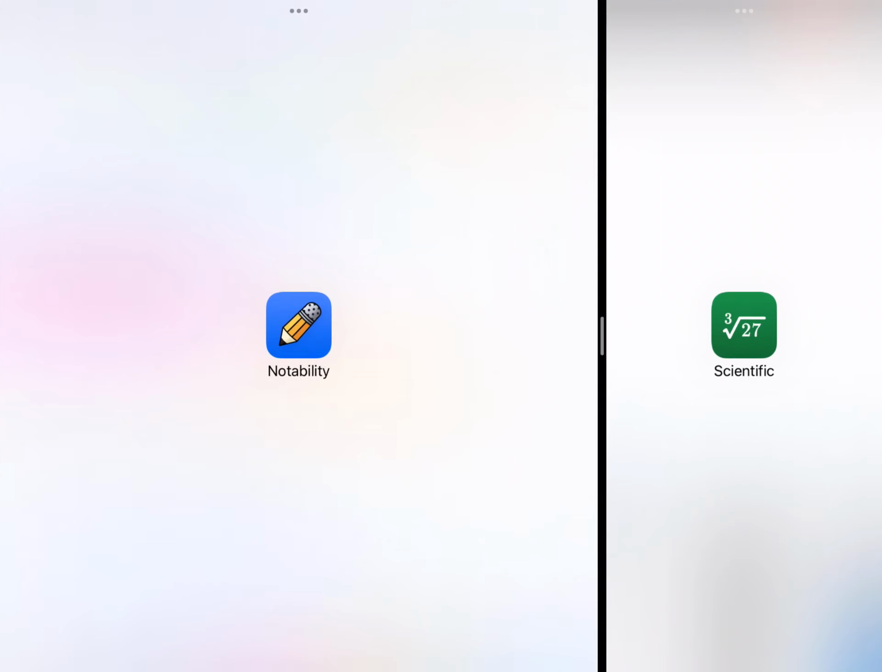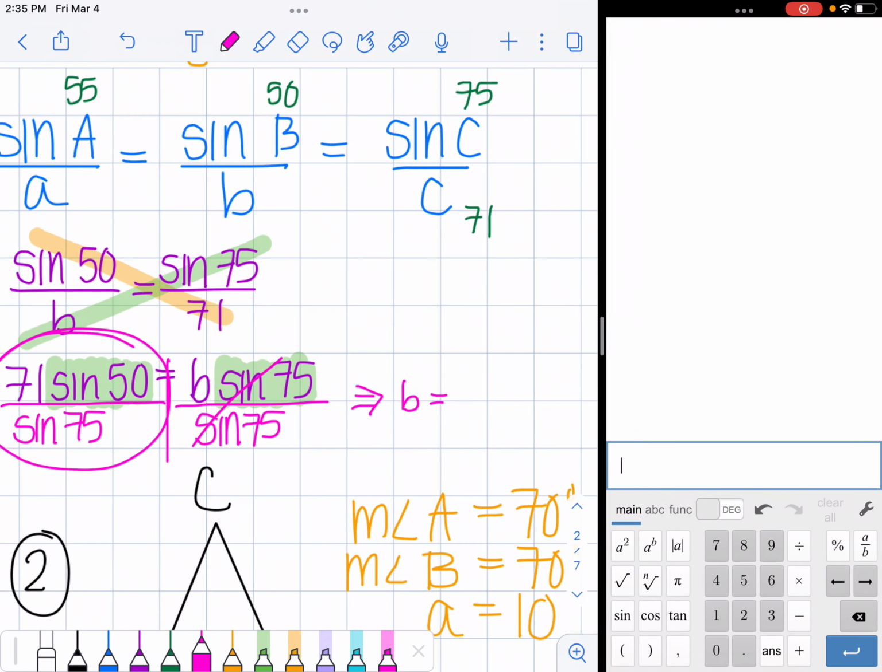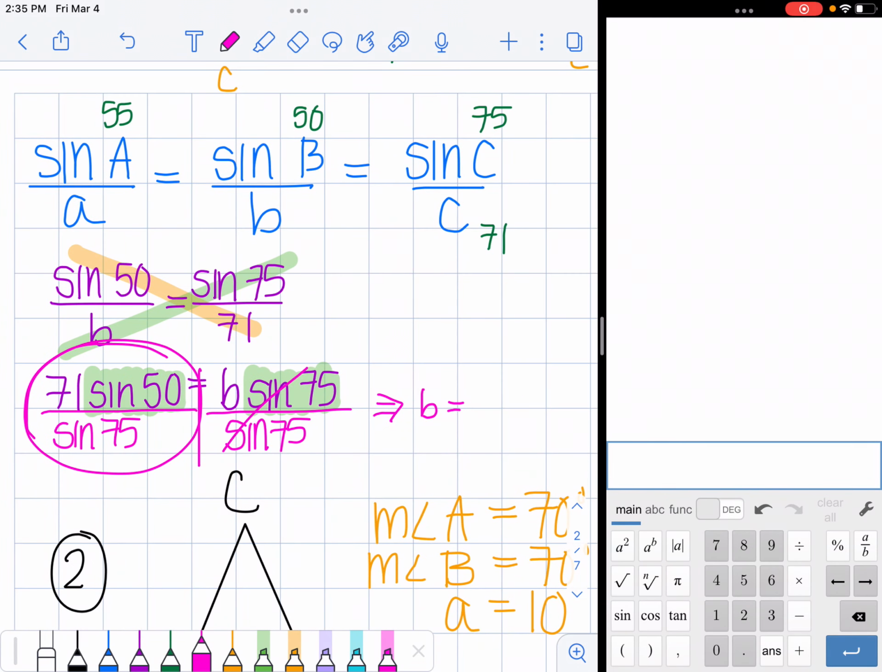I'm just going to move this over here and zoom this in so I can write. So I am typing in everything. I'm going to hit this a over b button right underneath my wrench here. That's going to give me the fraction, and I'm typing in 71 times the sine of 50, all divided by the sine of 75. Okay, that gives me 56, and they want me to round to the nearest tenth, so 56.3. Okay, so that's this side.